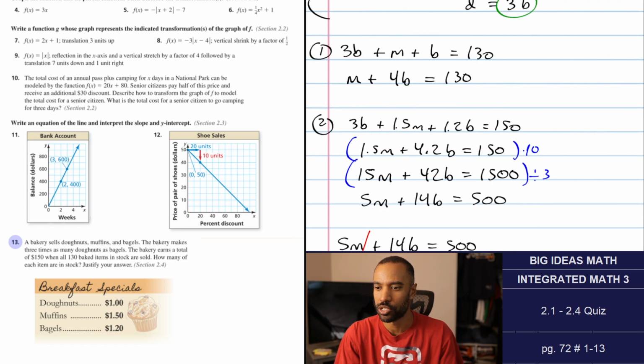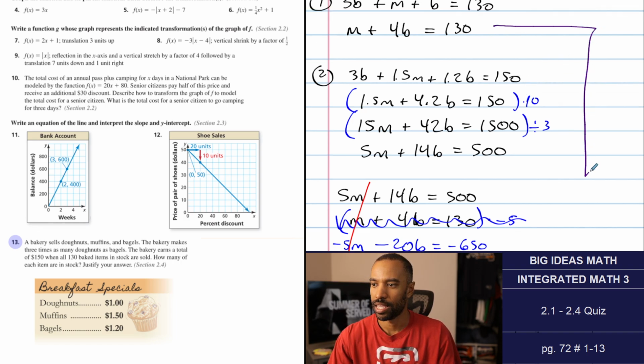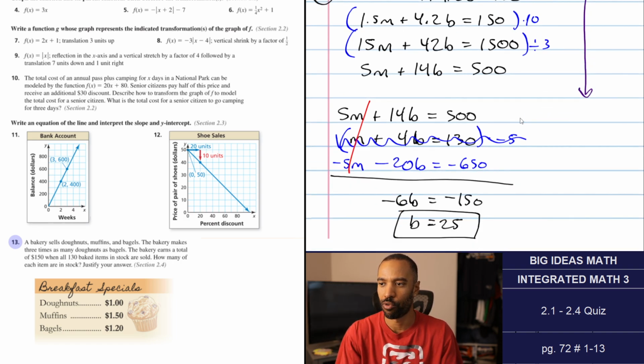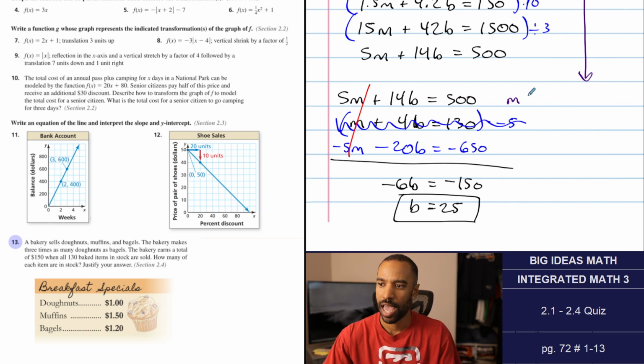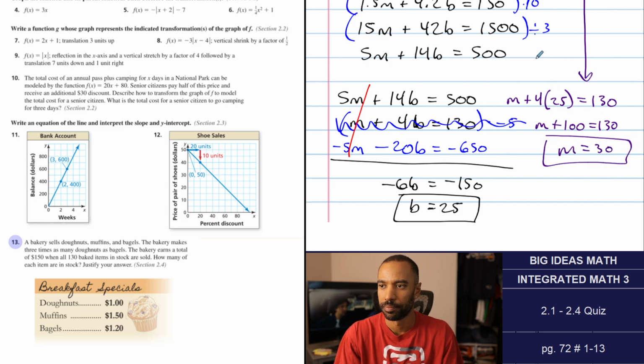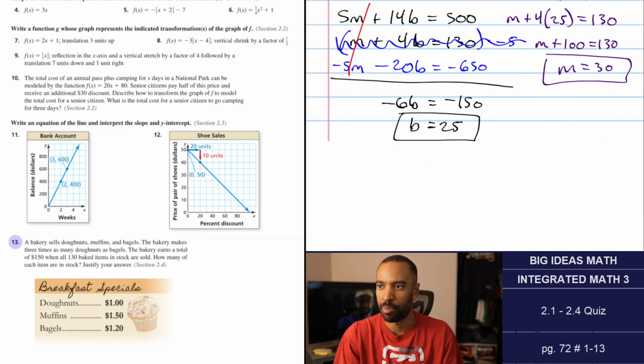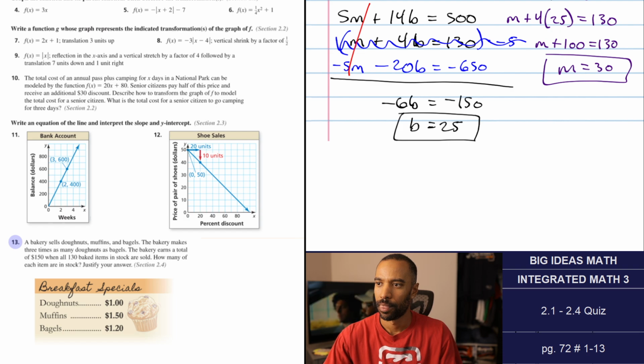So I have a couple of equations I can revert back to. Let's go to this one right here. I'm going to bring it down. m plus 4b equals 130. That's m plus 100 equals 130, or m equals 30. So 30 muffins were sold. And then I also have the number of donuts being 3 times the number of bagels. That's d, number of donuts, equals 3 times number of bagels.